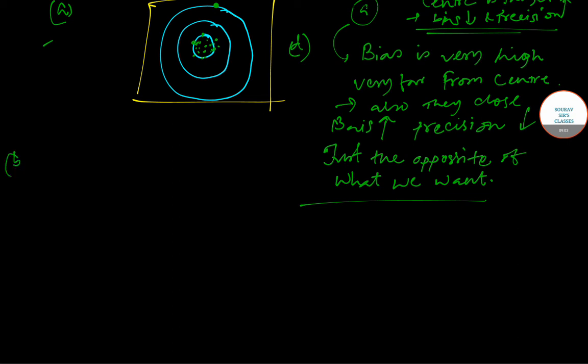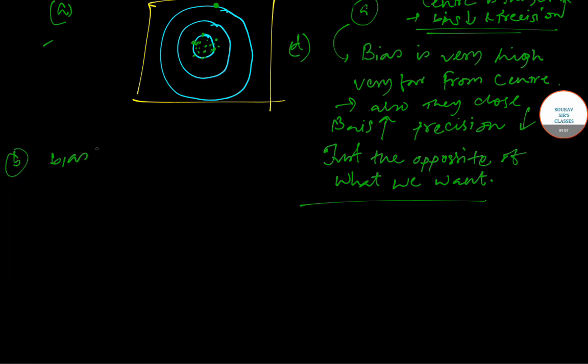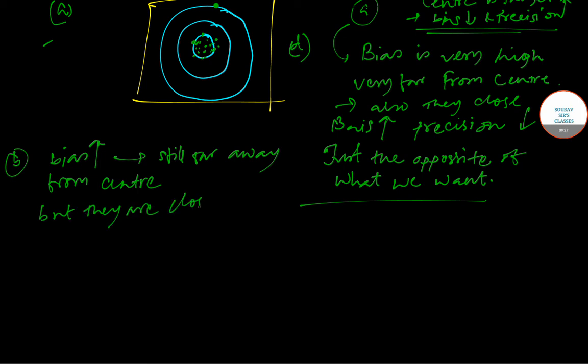Second, in figure B, the bias is high, so they are still far away from the center, but they are not close.